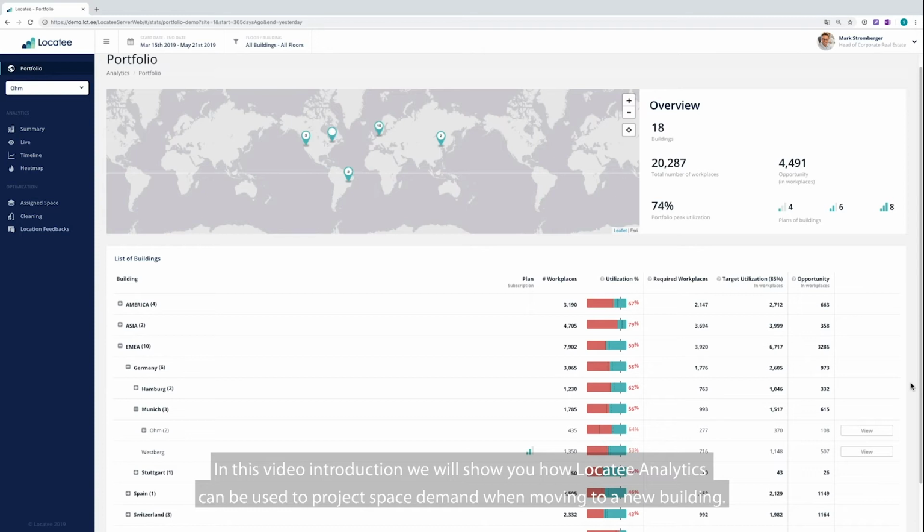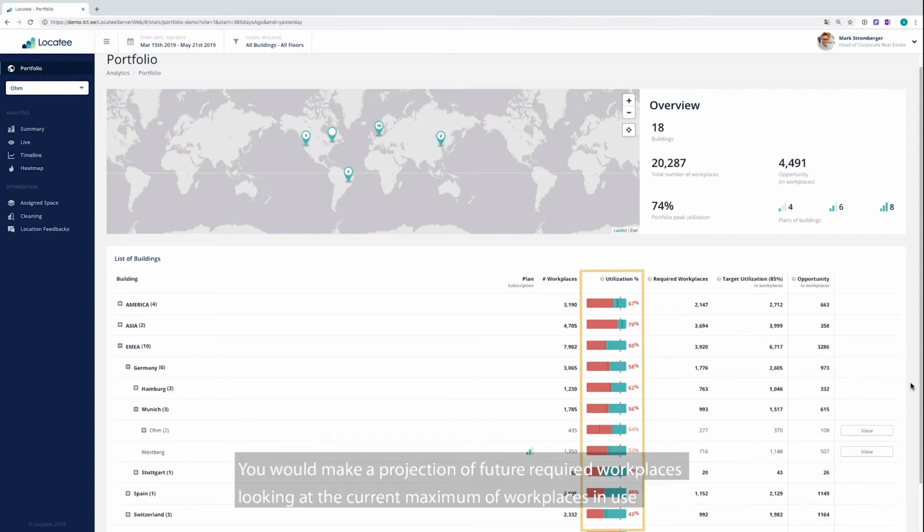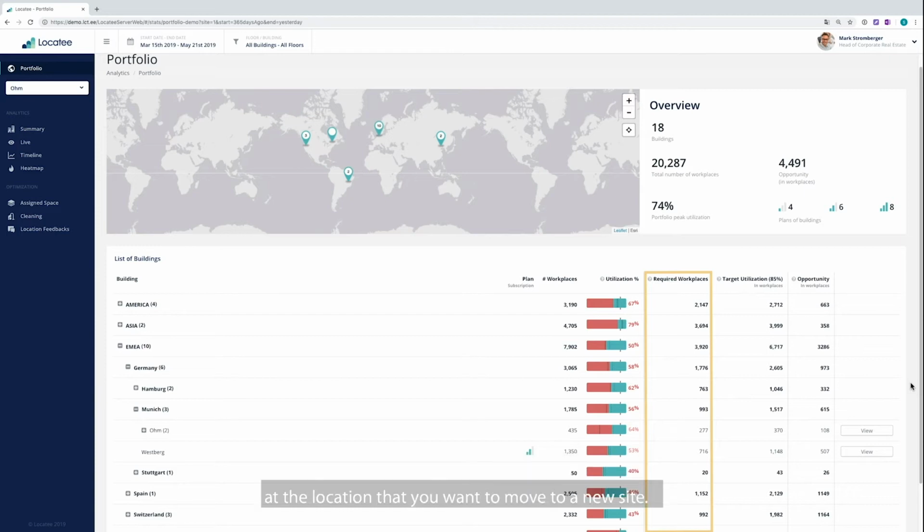In this video introduction, we will show you how Locatee Analytics can be used to project space demand when moving to a new building. When you are planning for a new building, you can take into account current utilization data and therefore required capacity. You would make a projection of future required workplaces looking at the current maximum of workplaces in use at the location that you want to move to a new site.